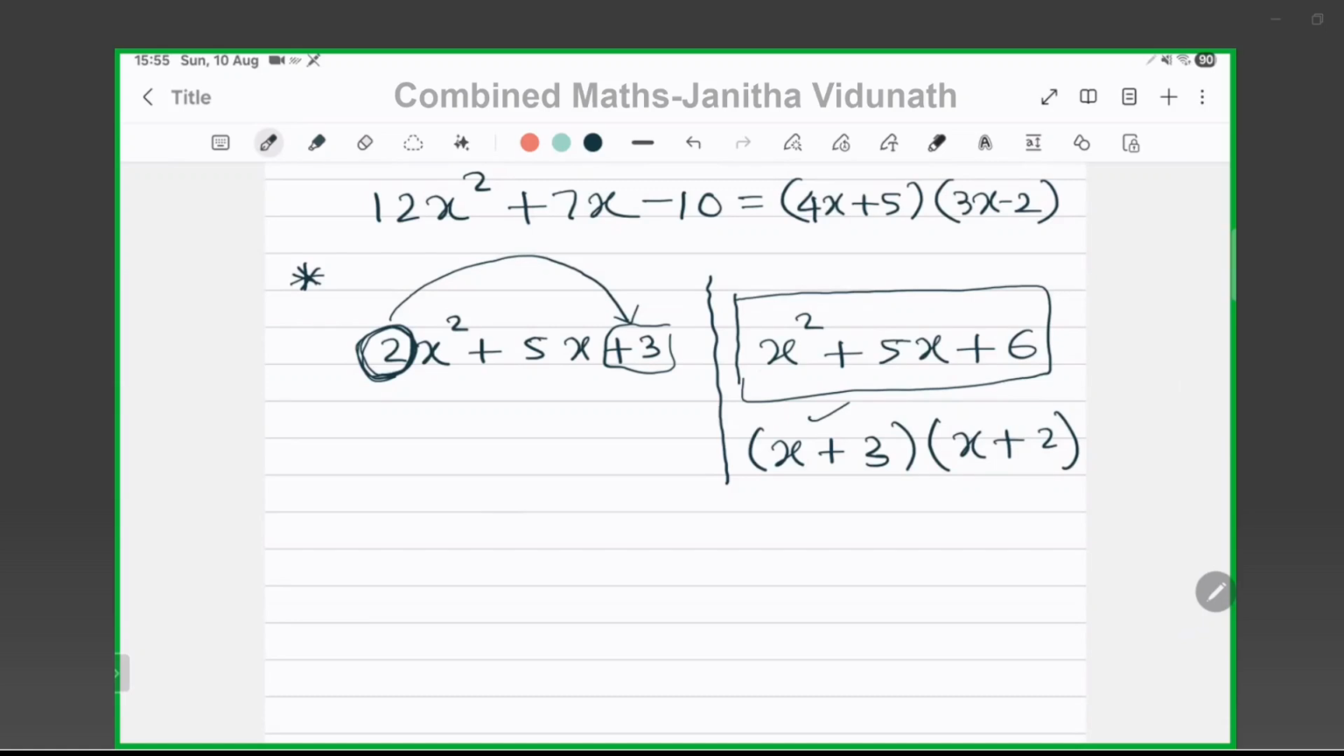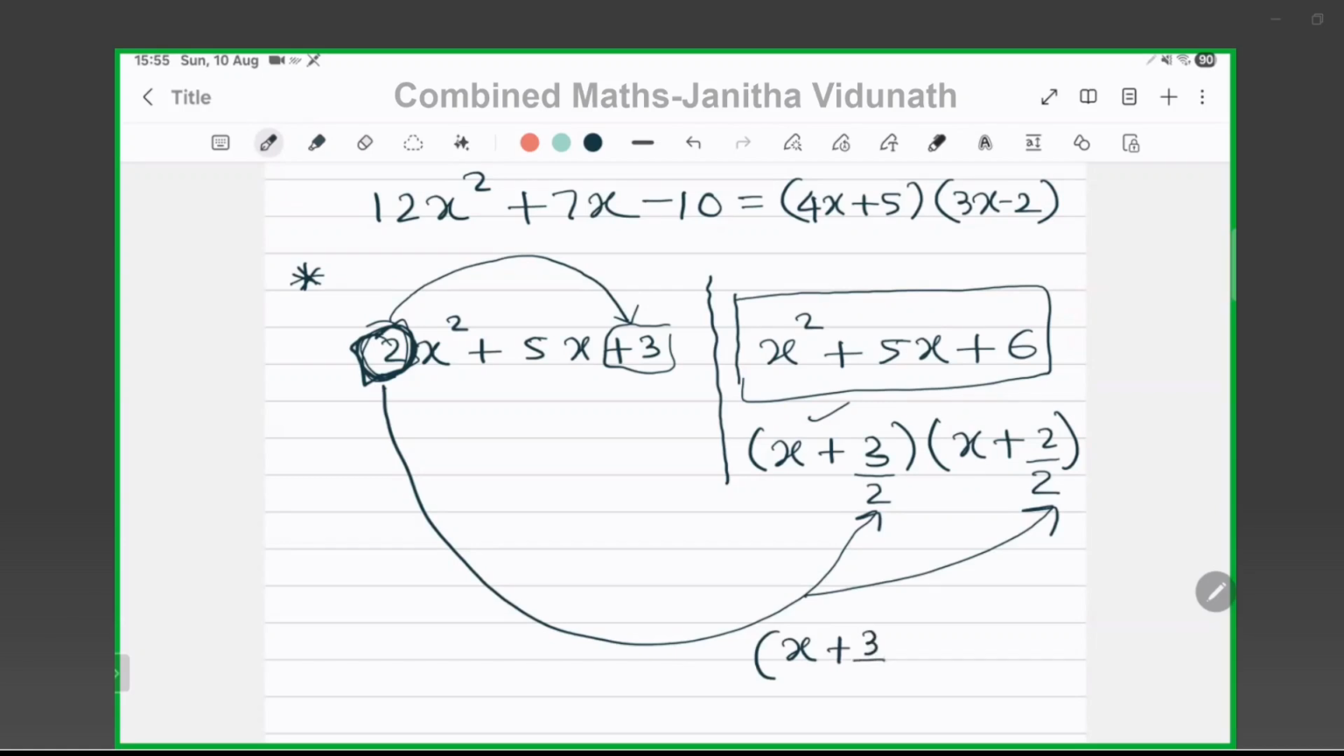Afterwards, we get back the number we removed. We divide each constant term of the brackets by that number. Here our number is 2. We divide the constant in the first bracket and the constant in the second bracket by it. Then we get two factors as x plus 3 over 2 and x plus 1.